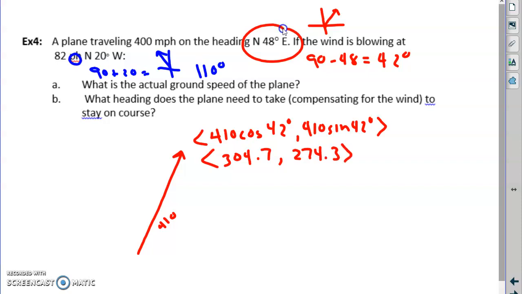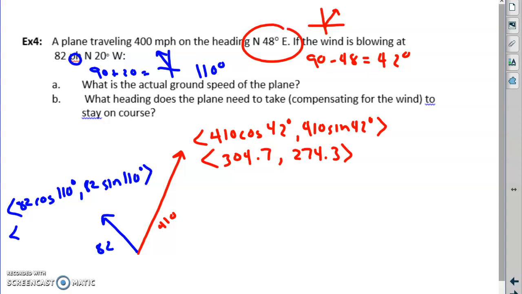Now we can draw the magnitude and direction of our wind vector. We said it's 82 miles per hour. Try to draw it to scale. The angle we said we're going to use is 110: 82 cosine of 110, 82 sine of 110. In component form, second quadrant, better be negative x: negative 28.0, 77.1.